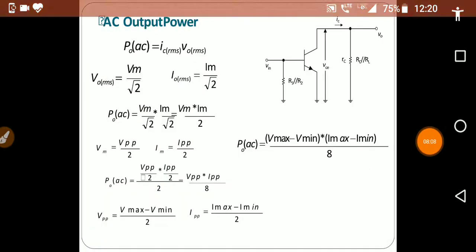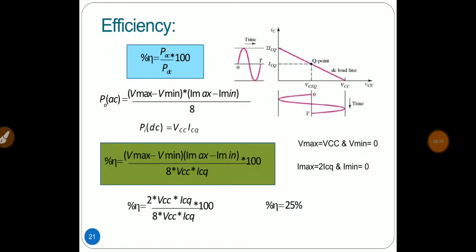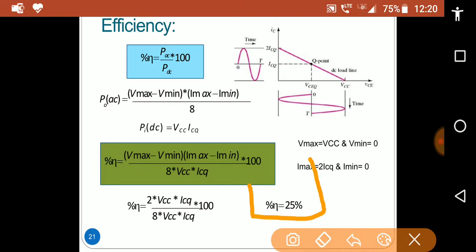So student, the efficiency of class A amplifier is 25%. This is derived, and I hope you have understood this.